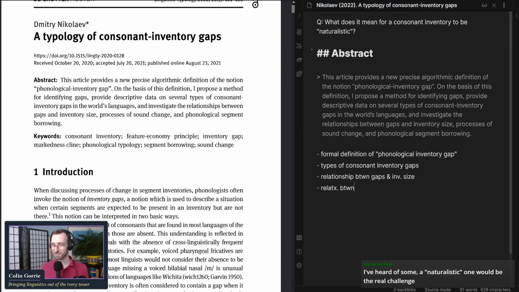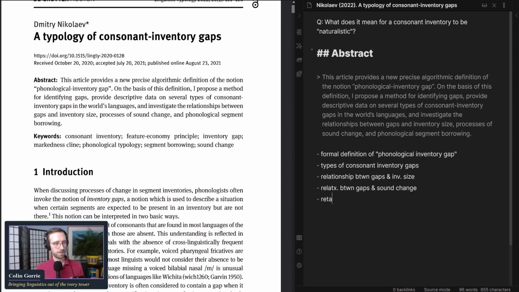And relationship. I'm going to go really hardcore with the abbreviations. Between gaps and sound change. Relationship between... This X abbreviation I just made up, but I found it very useful when taking notes. X, I just abbreviate ION to X. I don't know if anyone else does that or that's just a me thing. Relationship between gaps and segment borrowing. Okay, cool. So these are the things we'll be on the lookout for.